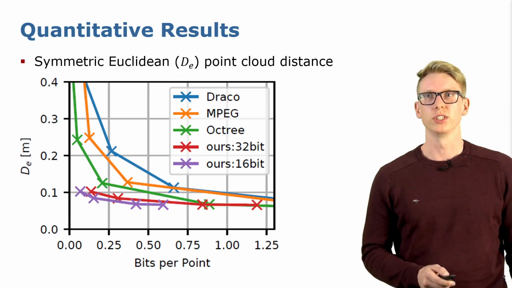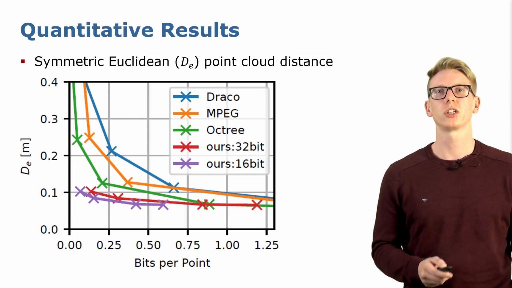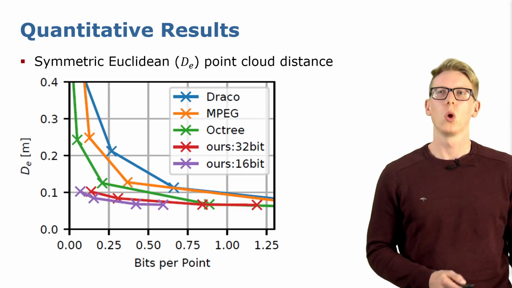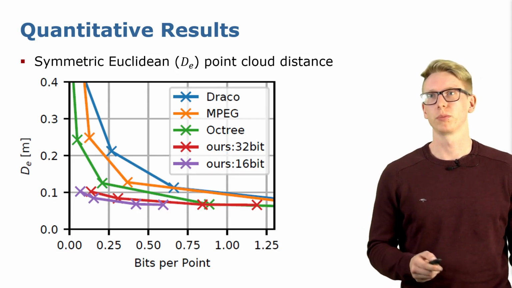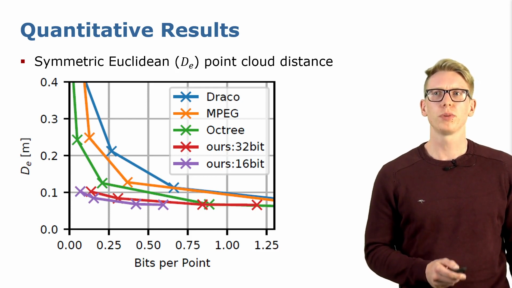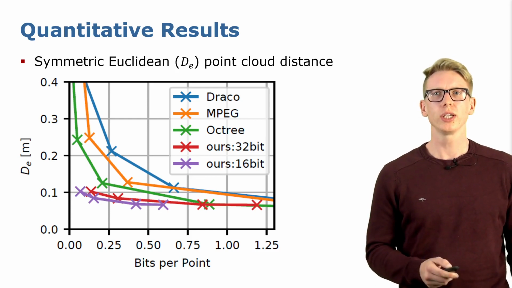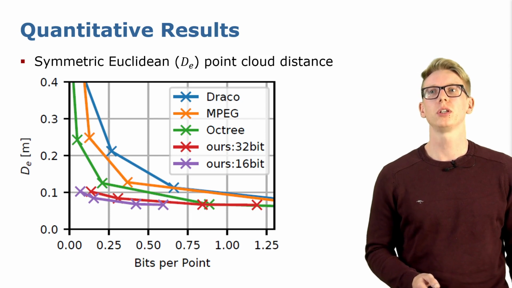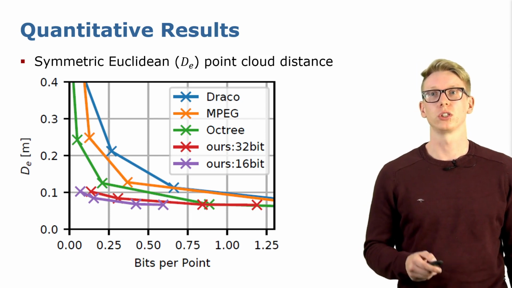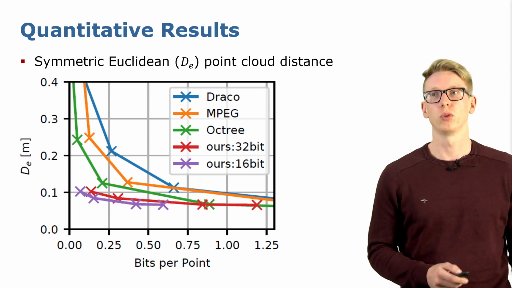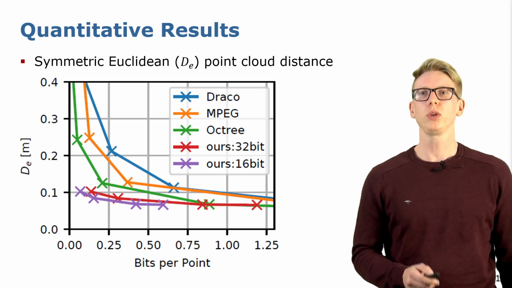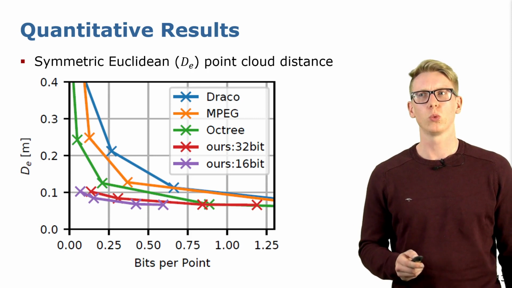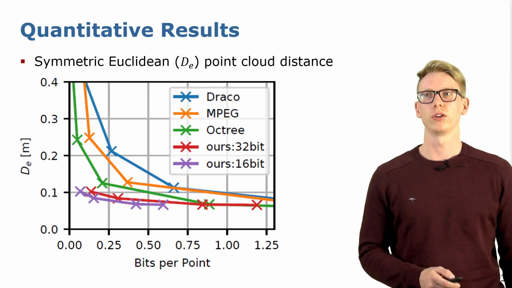For the quantitative results, we first look at the symmetric Euclidean point cloud distance, which measures the average distance between each point and its corresponding point. If we compare the red and purple lines, we can see that halving the memory footprint by using 16 instead of 32-bit precision is worth the small error increase. When comparing to the other baselines, we see that our approach is especially well suited when targeting very low bit rates.